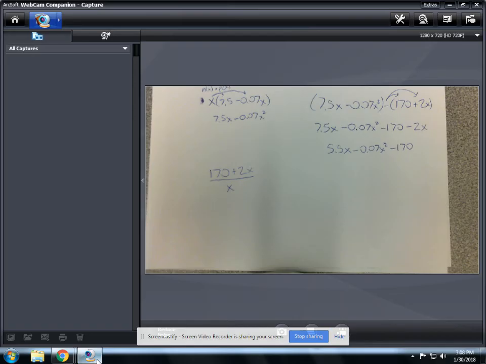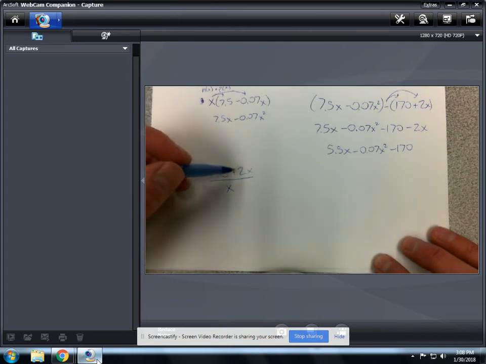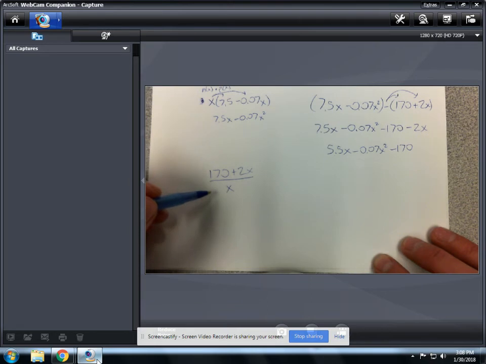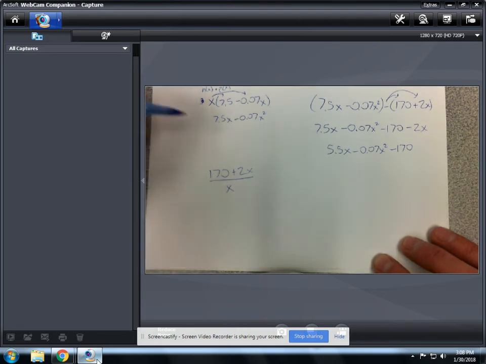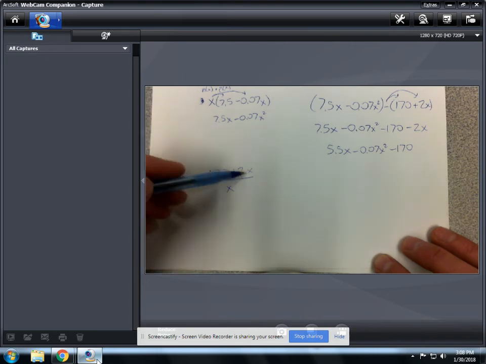And if I look at my document camera, it would look something like this. We'd have the cost, 170 plus 2x, divided by the number of DVDs sold each day, x. And you could leave it like this. We could factor a 2 out, but you couldn't cancel the 2. So that wouldn't really do anything, wouldn't simplify it any. You can't factor an x out of both of these.